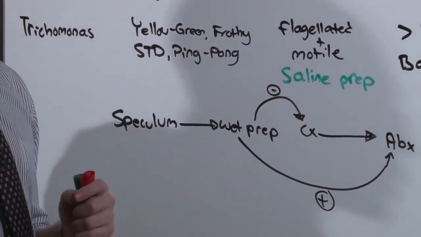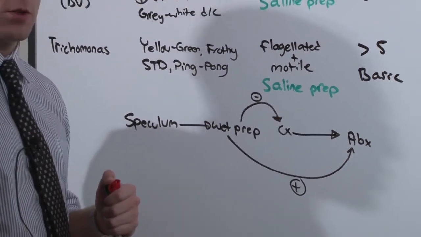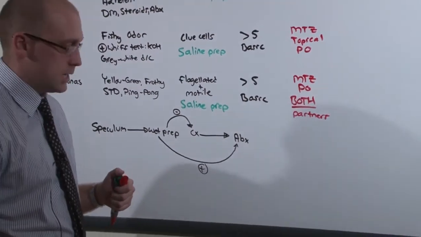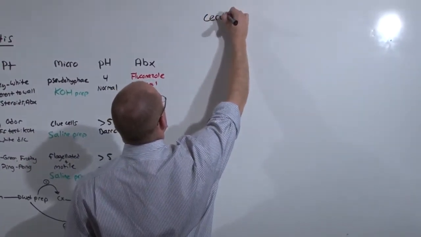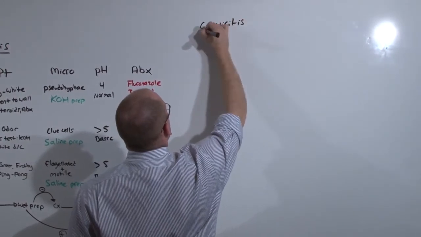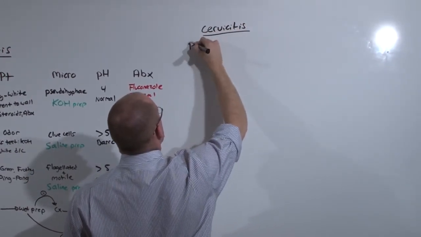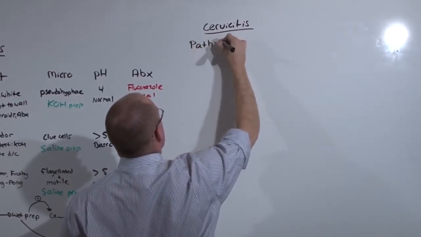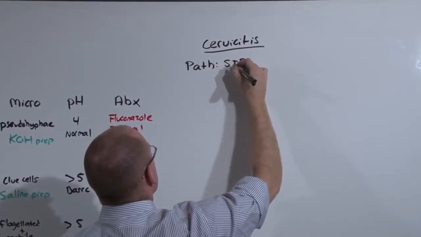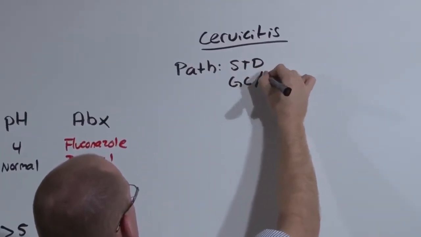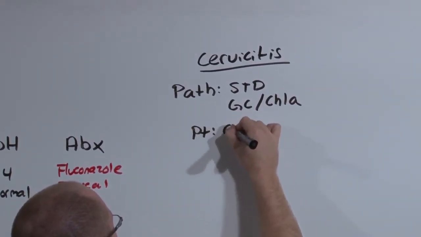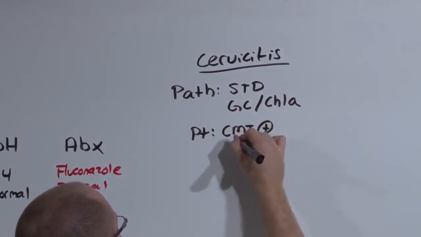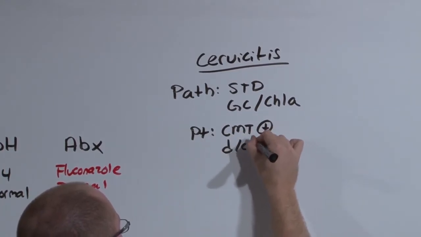Let's move over and start talking about infections of the upper genital tract, cervicitis and acute PID. And start with cervicitis. Cervicitis is an infection of the cervix, and it is essentially caused by STDs, primarily gonorrhea and chlamydia. The patient is going to present with cervical motion tenderness. There will also be a cervical discharge.